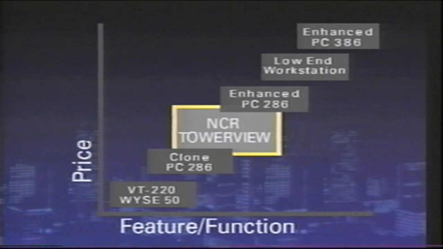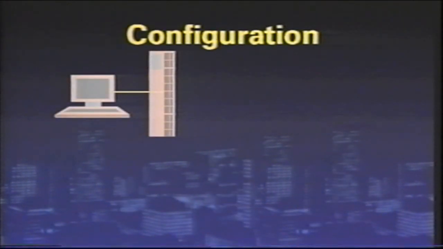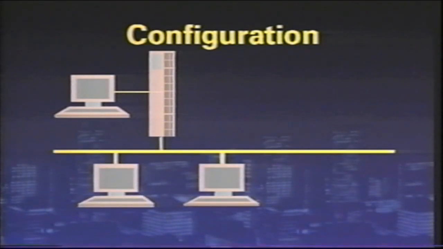The NCR Towerview enters this price-performance matrix capable of extending the full functionality of an NCR Tower 32 host at a price lower than the enhanced PC 286 systems. It combines the specific power and benefits of distributed user interface systems with the integrated capabilities of networked systems. A single NCR Towerview can simultaneously access multiple hosts sharing X-Window system capabilities. Multiple NCR Towerview units can also provide workstation capabilities across the same communications network.